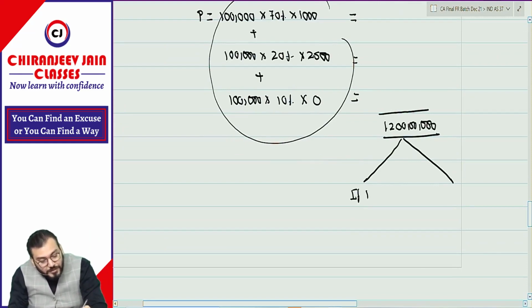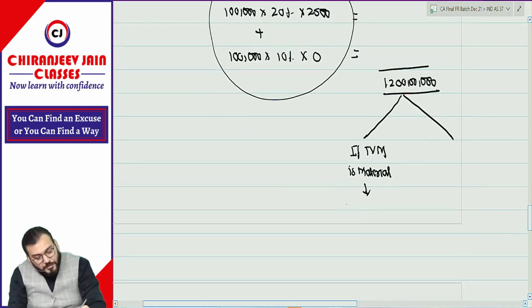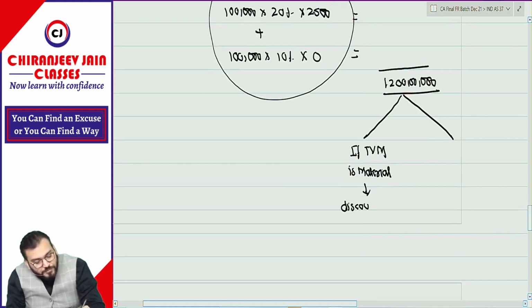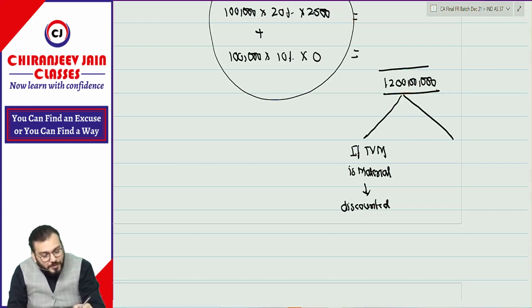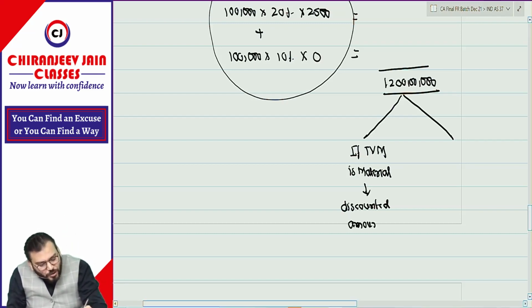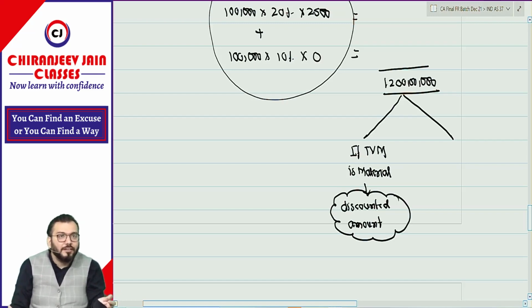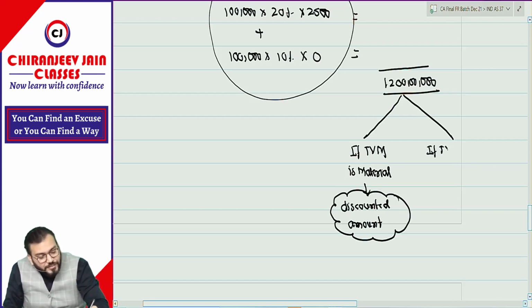If time value of money is material, then we need to recognize the discounted amount. Since we don't have the rate of interest right now, we can't discount, and we require the timing also. Understood? That information I have not given to you. I know you are expert in discounting, so I will not teach discounting. If time value of money is not material, then the undiscounted amount.